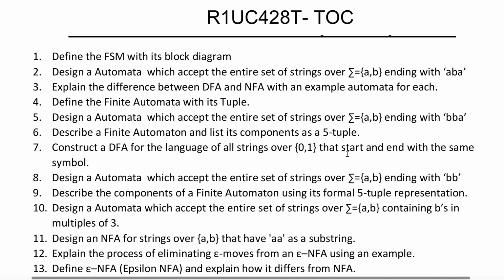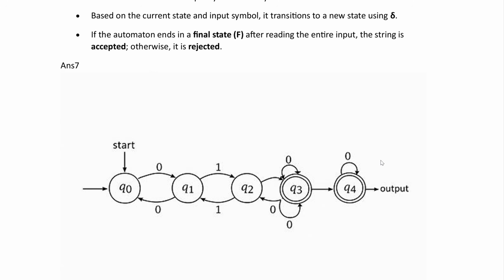Construct a DFA for the language of all strings over 0, 1 that start and end with the same symbol. As you can see, we are starting with the same symbol 0 here and ending with the same symbol 0 in states Q3 and Q4. So Q3 and Q4 are the set of final or accepting states. Q0 is the initial or starting state because it has been marked by an arrow, and the double circle indicates these are accepting or final states. So the input symbols are 0 and 1.